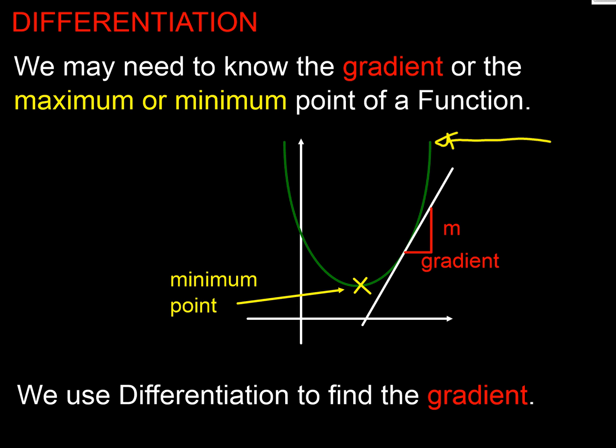So let's have a quick look at this curve here, that green curve, and it's different to this straight line, isn't it? The straight line has the same gradient throughout. Here on the curve, the gradient, the rate of change, varies depending where you are on the curve. But if we were interested in this point here, we could find this tangent, this white line, which has the gradient at that point.